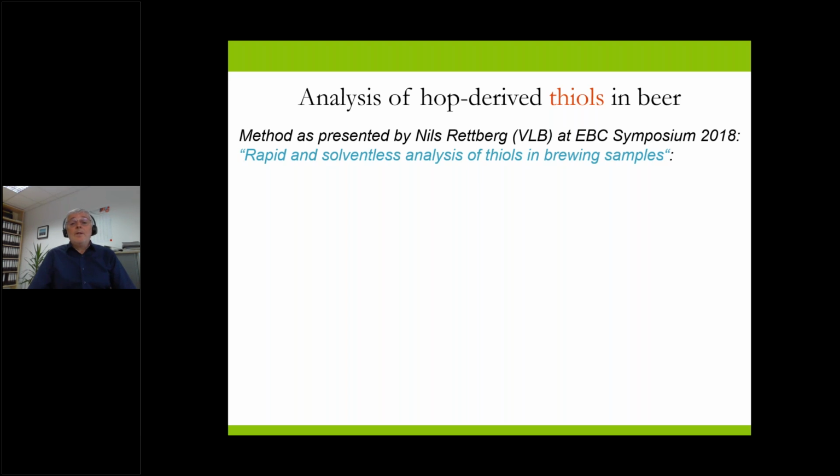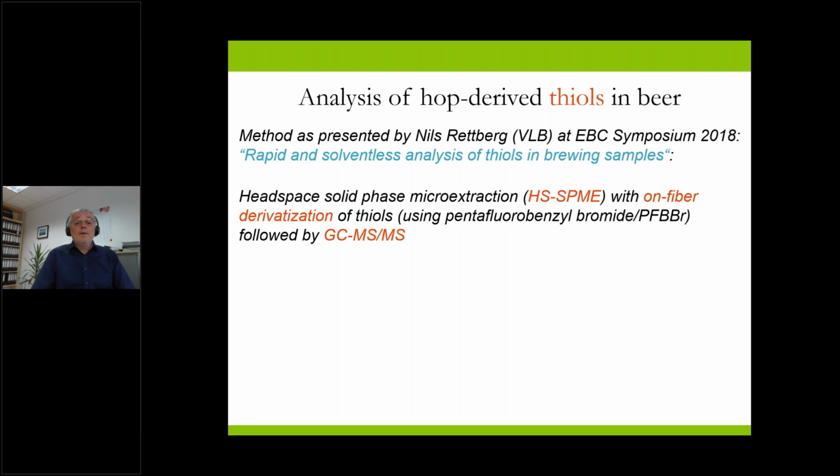There are several papers on the analysis of thiols in beer. I would like to mention one of them. This was presented at the EBC symposium in 2018 by Niels Redberg of VLB in Berlin. Title of his presentation is Rapid and Solventless Analysis of Thiols in Brewing Samples. And he uses a headspace solid phase microextraction with the on-fiber derivatization of thiols using a specific reagent. And this is then combined with GC-MS. So a rather sophisticated equipment.